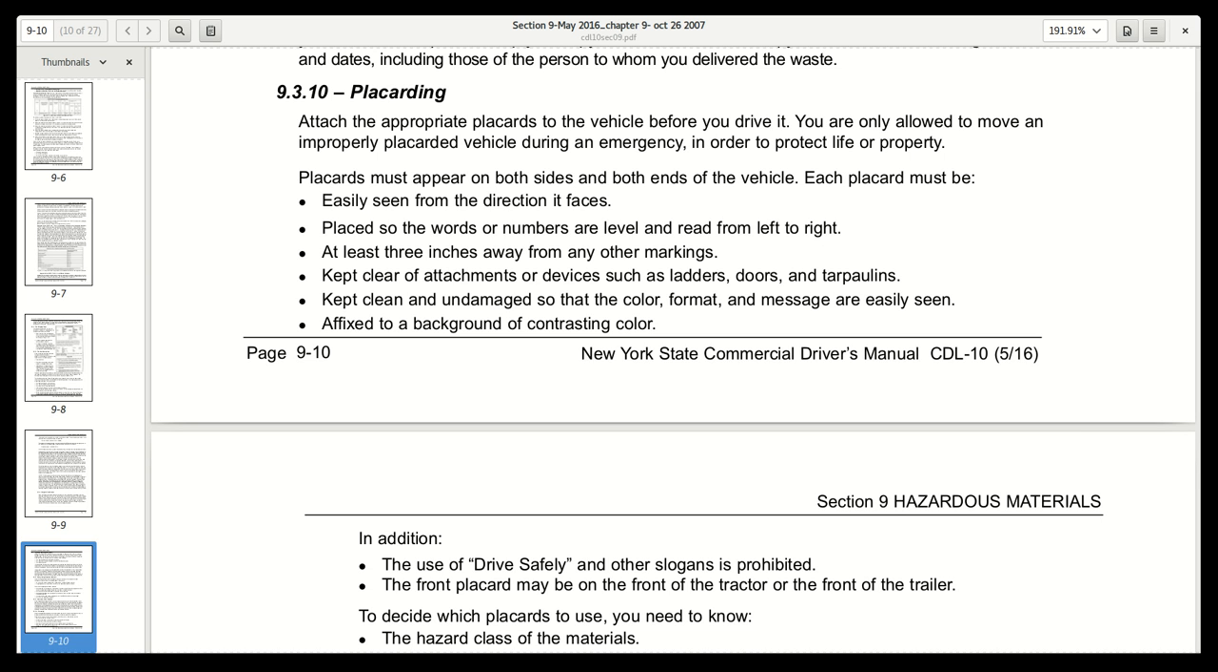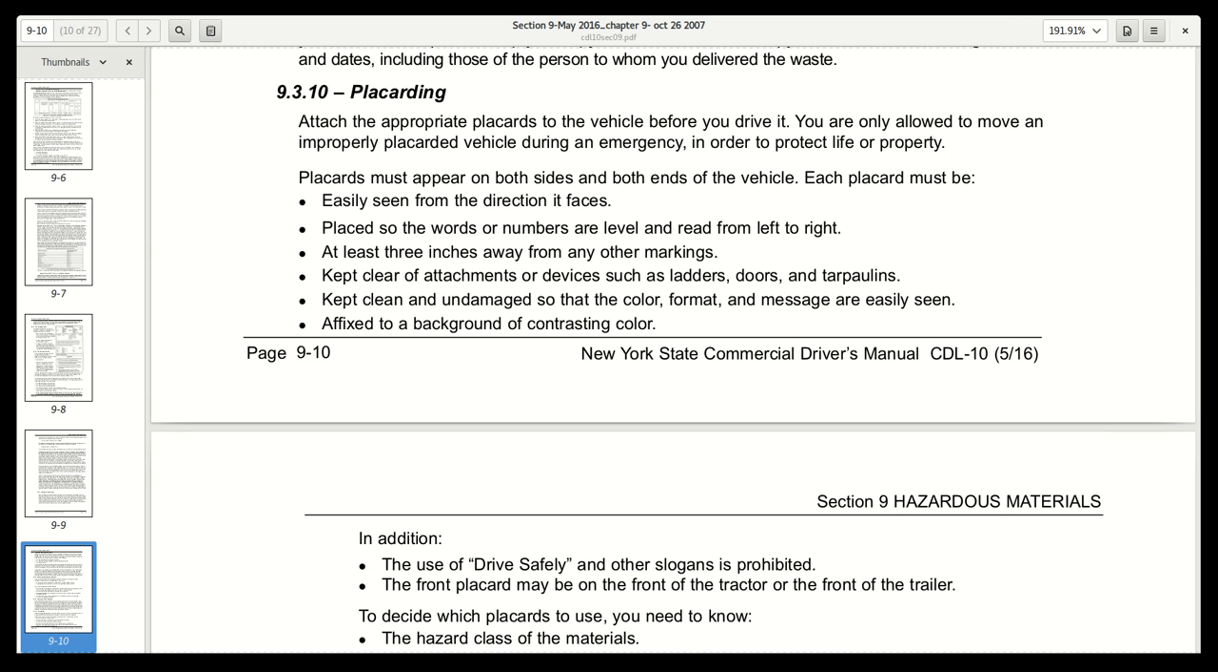Each placard must be easily seen from the direction it faces. Placed so the words or numbers are level and read from left to right, at least 3 inches away from any other markings. Kept clear of attachments or devices such as ladders, doors, and tarpaulins. The placards must be kept clean and undamaged so that the color, format, and message are easily seen.